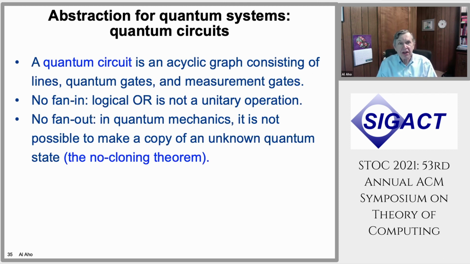And now we're ready to define quantum circuits, one of the fundamental abstractions for quantum systems. A quantum circuit is like a Boolean circuit, but there are some major differences. A quantum circuit is an acyclic graph. It has lines, quantum gates, and measurement gates, but there are some restrictions. You can't have fan-in because the logical OR operator is not a unitary operator. You can't have fan-out because in quantum mechanics, there's something called the no-cloning theorem, which states that it is not possible to make a copy of an unknown quantum state.